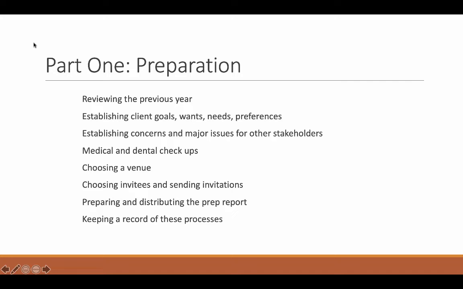We're going to keep a record of all of these processes as we go along so that we can show accreditation organizations that we are actually upholding the principles of inclusion and planning and accountability as we go through them.